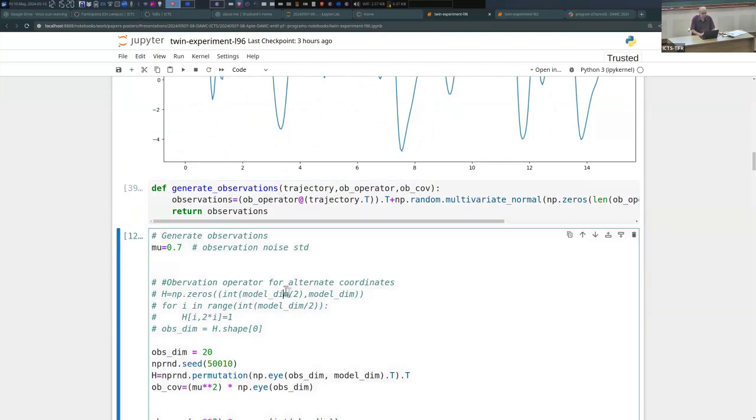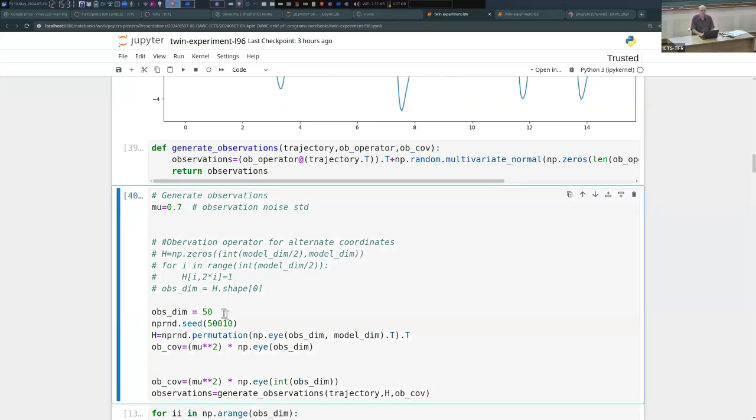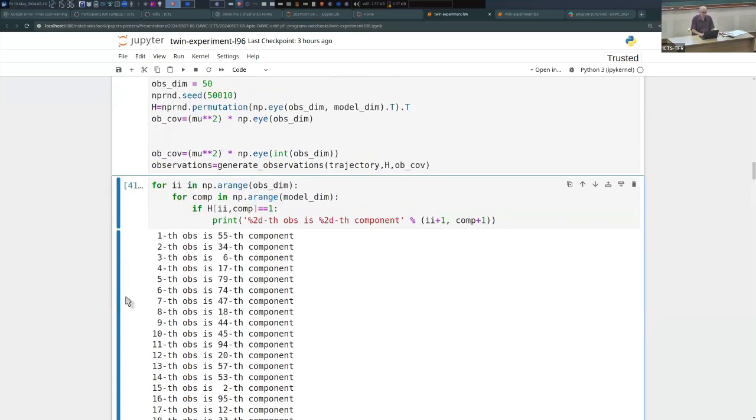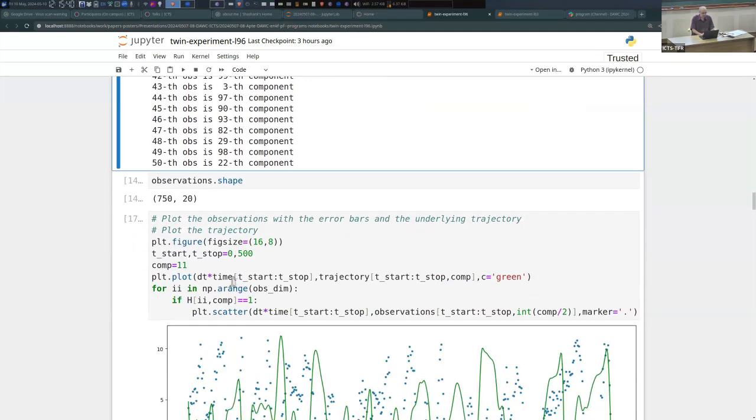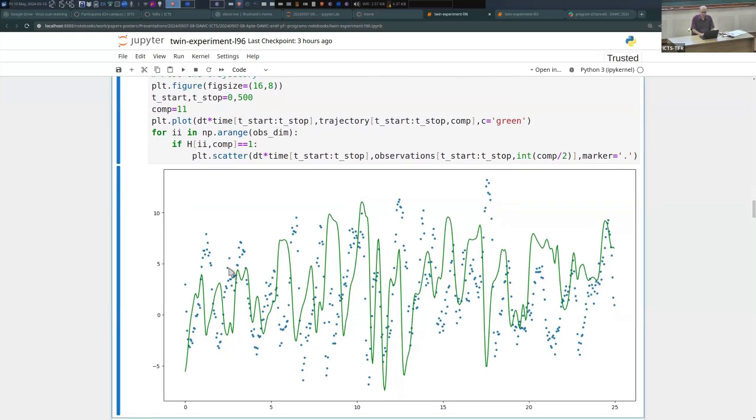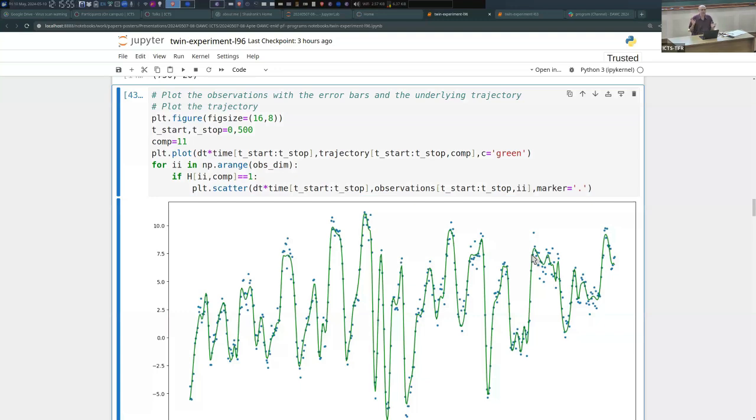This is the same. I will still observe 20. Actually I can make it 50, why not? Okay, half the components will be observed randomly. Which half? 55th, 19th, 95th, and so on. Let's see how the plot looks. Similar. Oh, again there is a problem with the index, which should be II. Now the observations are around the trajectory as they should be.